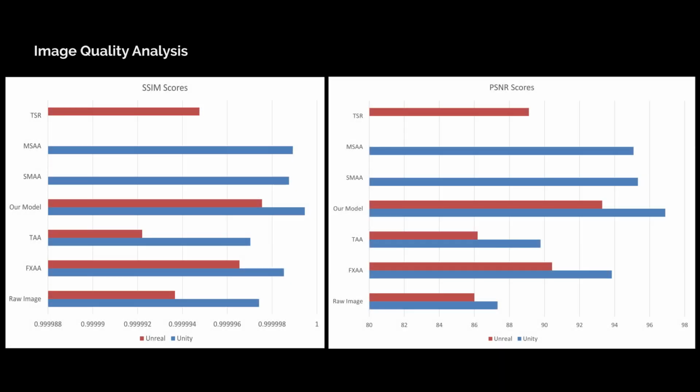In our experimental analysis, the model exceeds all other tested methods in terms of SSIM and PSNR scores, as can be seen in these charts. Data from both game engines are included here. The raw images expectedly have the lowest values in both metrics, with various methods having different scores.